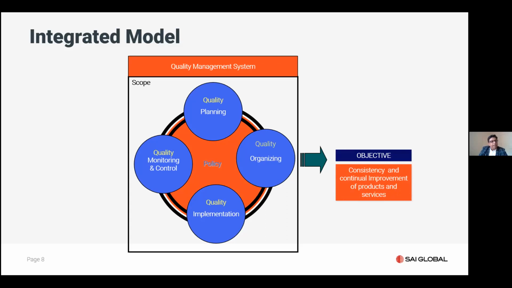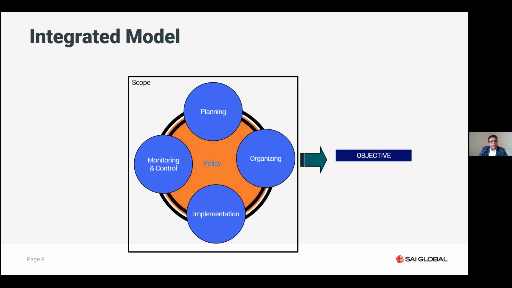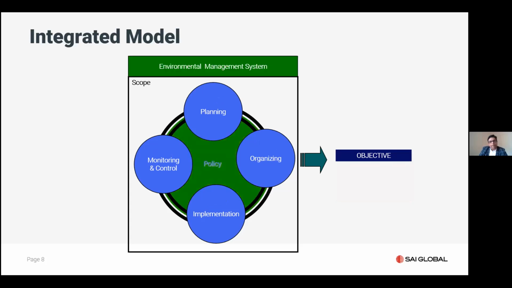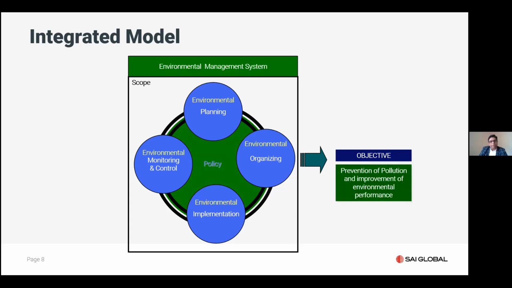Till here, we have already learned that a quality management system has the same management system elements, but we see through them through the lens of quality, and we attribute quality-related planning, quality-related organization, quality-related implementation, and quality-related monitoring and control. And the objective here to achieve is consistency and continual improvement of our products and services. Same thing if we apply it for an environmental management system, the objective would become prevention of pollution and improvement of environmental performance.